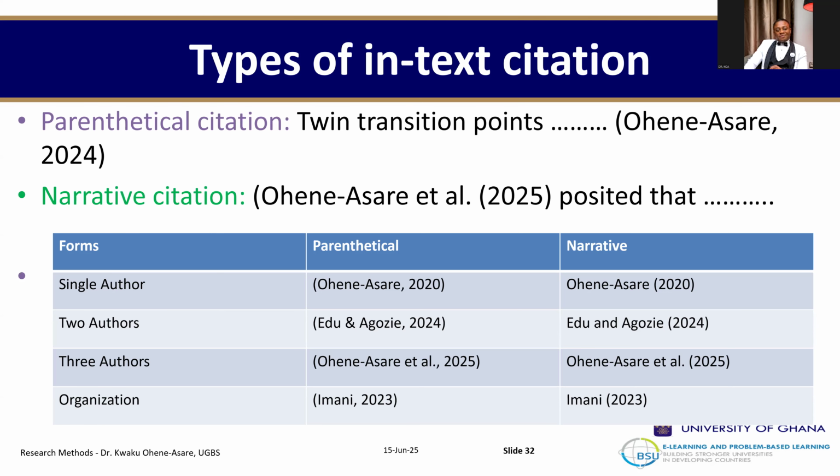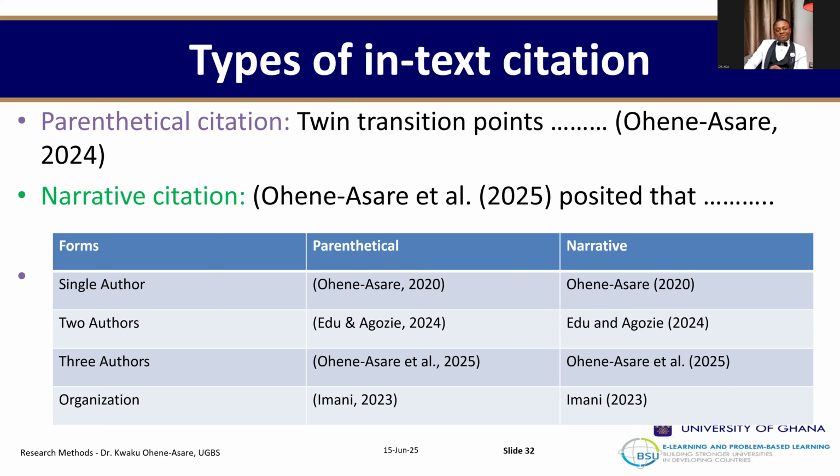So you see, you made a statement, and in the process of making the statement, you mentioned the name of the person. By saying Ohene Asare, you would have written Ohene Asare and then you put into bracket the 2012 paper. So that is the narrative. The narrative is when you are saying that the person has done something.